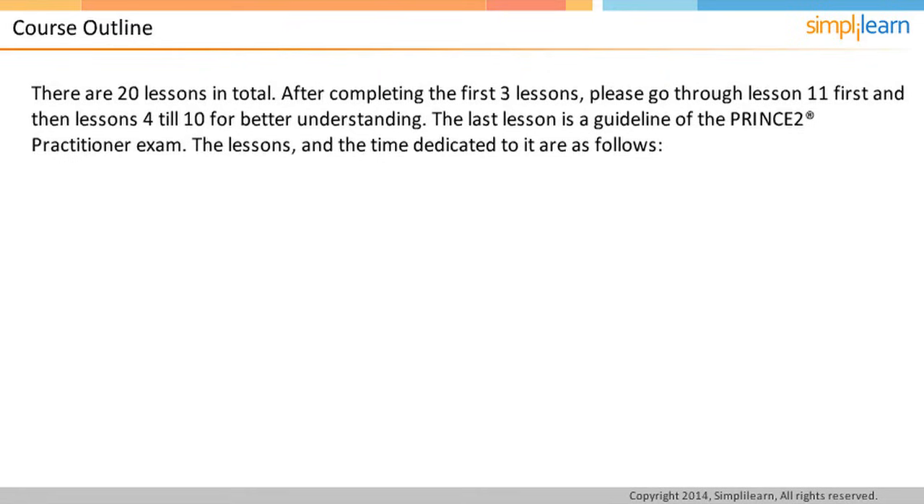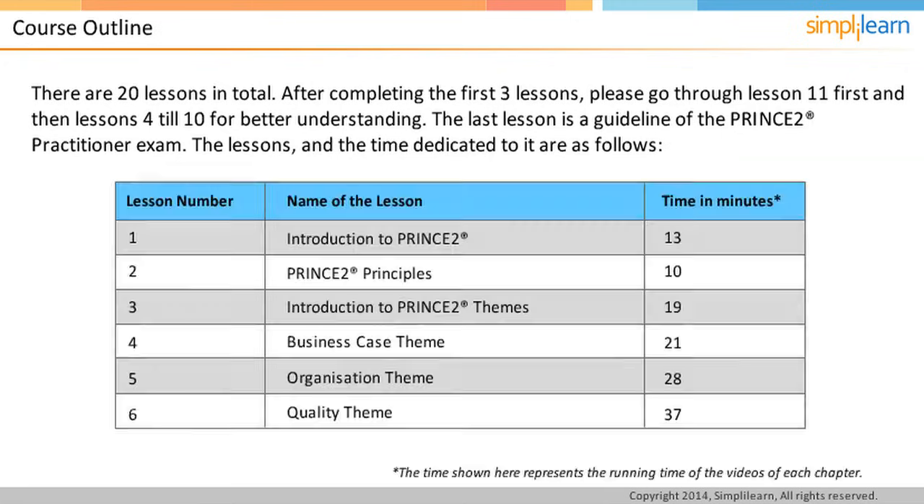There are a total of 20 lessons. After completing the first 3 lessons, please go through lesson 11 first and then lessons 4 till 10 for better understanding. The last lesson is a guideline of the PRINCE2 Practitioner exam. The lessons and the time dedicated to each lesson are listed in the table on the screen. We will continue our discussion on the course outline in the following screen.